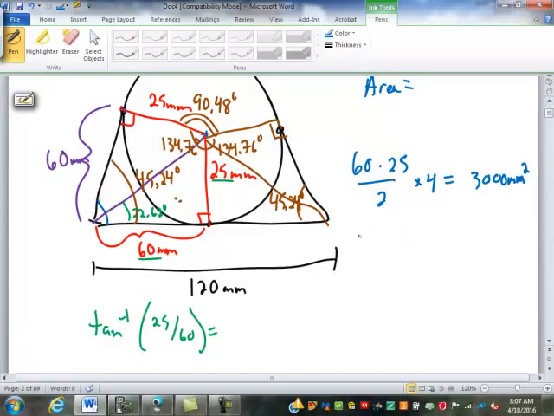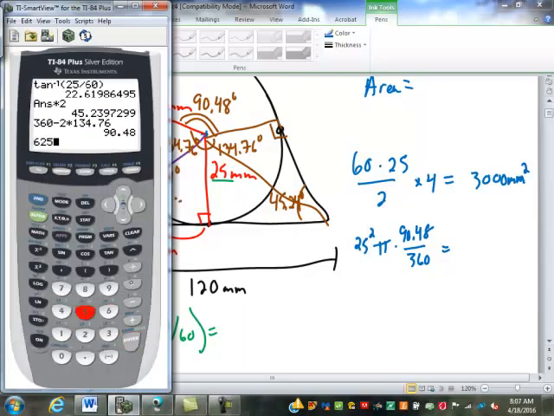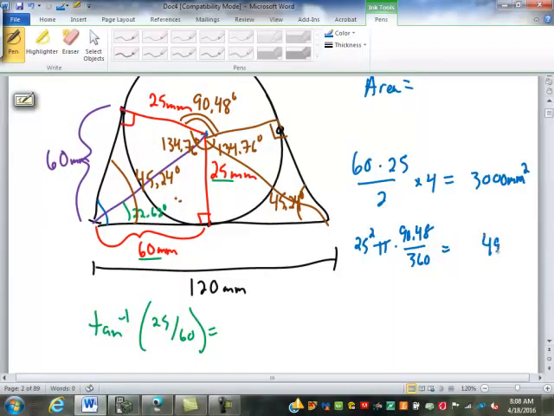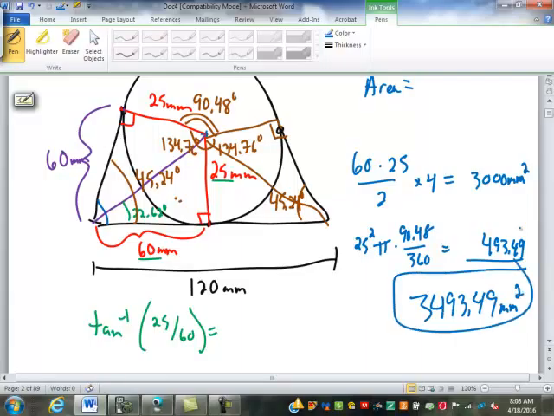So then we've got the 25 squared times pi times 90.48 over 360. 493.49. So that adds up to 3,493.49 millimeters squared is the area of all that. Not so bad? Well, I'm going to give you a worksheet.